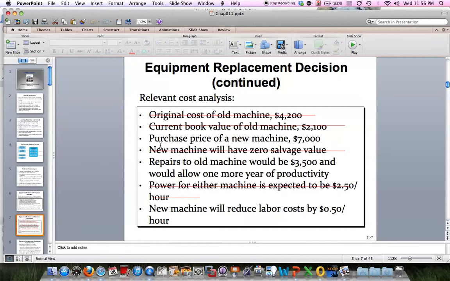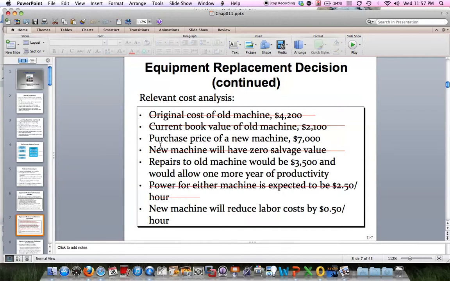And what they've lined out is anything that's not relevant. Okay, so the original cost, the book value of the old, the fact that the new machine has 0 salvage value, because the old machine also has a 0 salvage value, and the power being the same. So what's left is anything that's different between the two. So the purchase price of the new machine of $7,000, that's different between the two. The repairs to the old machine, $3,500, and giving us an extra year of productivity, that's different.